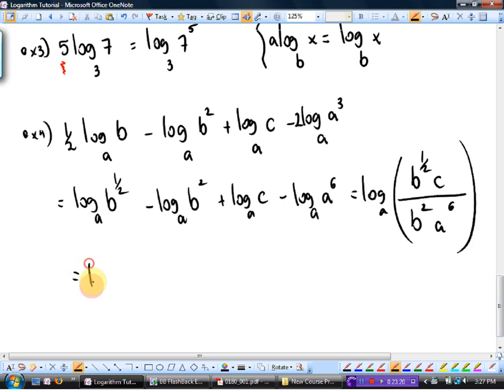So, how many B's do I have on the top, grand total? 1/2. How many B's do I have on the bottom, grand total? 2. How many left, and where will they be? I think I'm going to be left with 1.5 on the bottom. Right? 1/2 on top, 2 on the bottom.